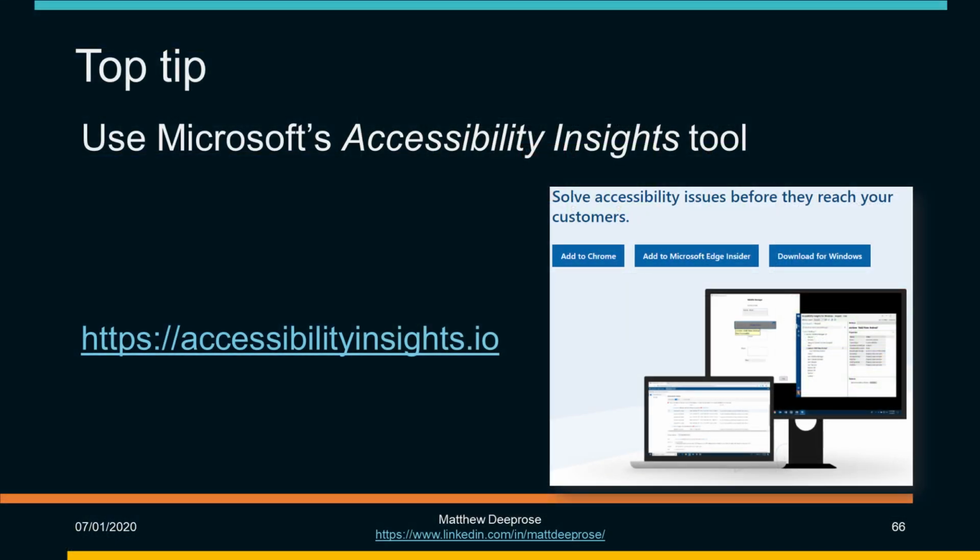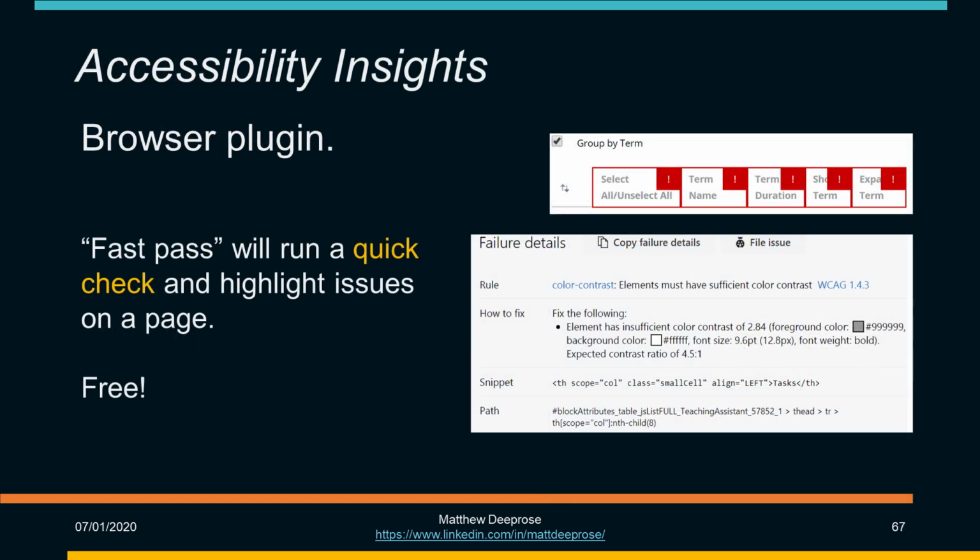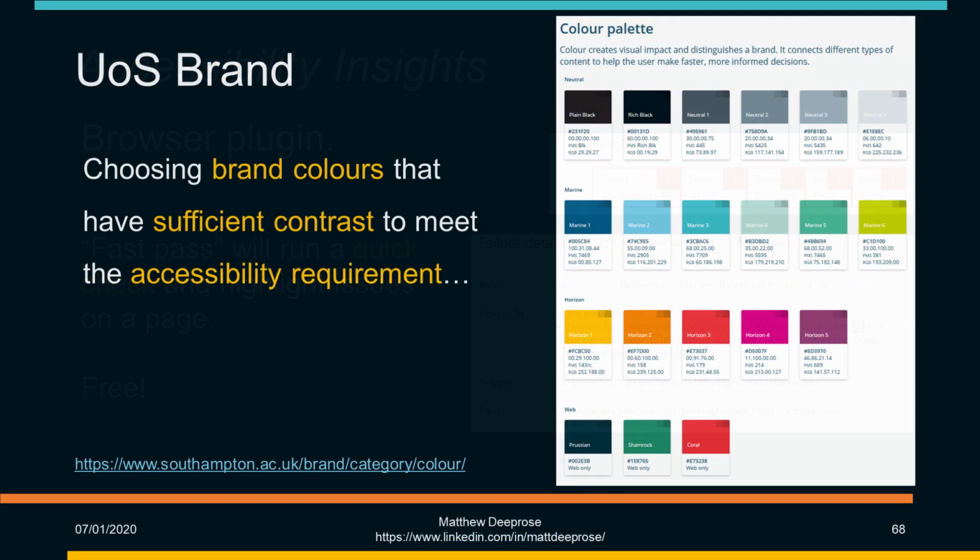So if you are completely new to this, there's a fantastic browser plugin called Accessibility Insights, which you can install into Chrome or the Chromium version of Edge. And that will do a lot of these types of checks for you, including color contrast, and it's free. So I really recommend installing that and having a go around your university websites and your services and so on.